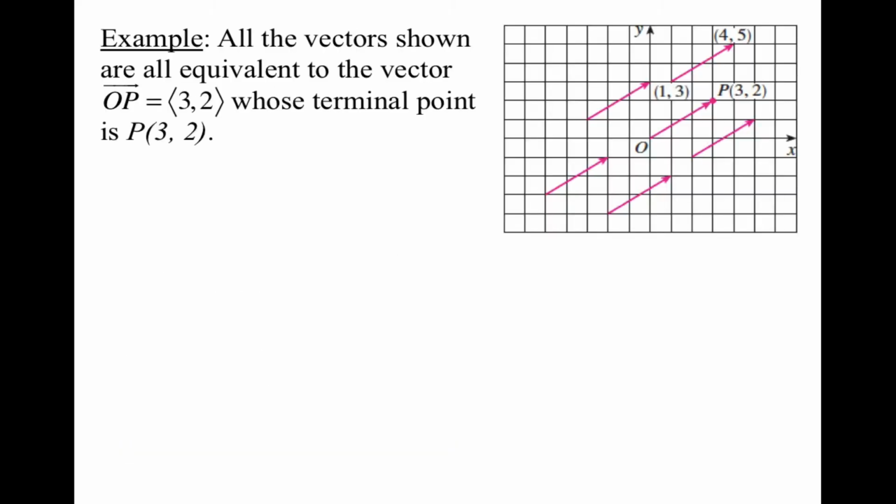All right, so let's look at an example. All of the vectors shown are equivalent to the vector OP. So here is vector OP, starting at the origin, and we moved 3 units horizontally and 2 units vertically, and its terminal point is at P, which is (3, 2). And if you notice, all of these vectors have the exact same length. We moved 3 horizontally and 2 up for every single one of them, and they're all going in the same direction.